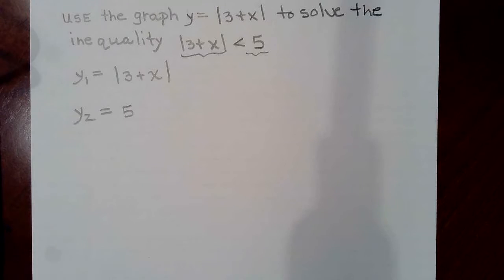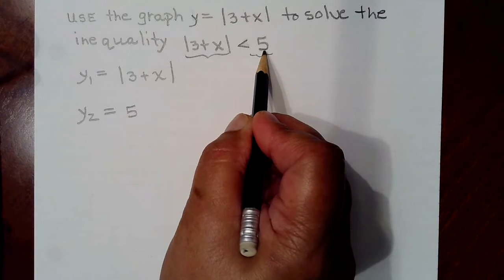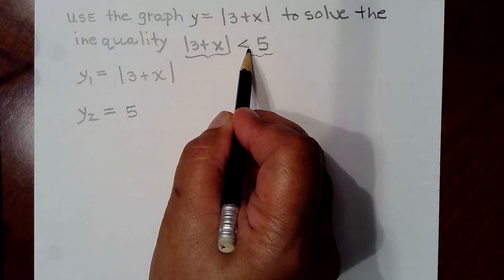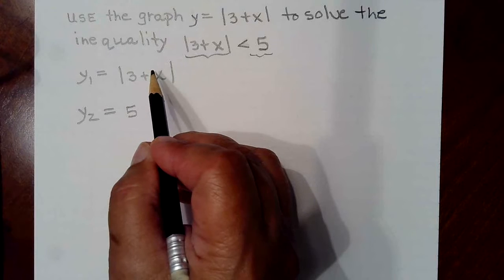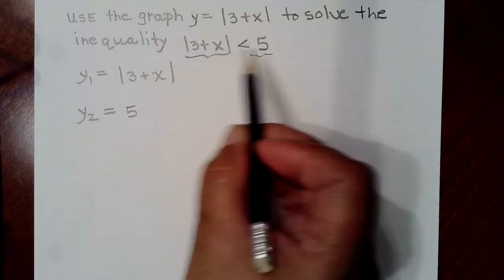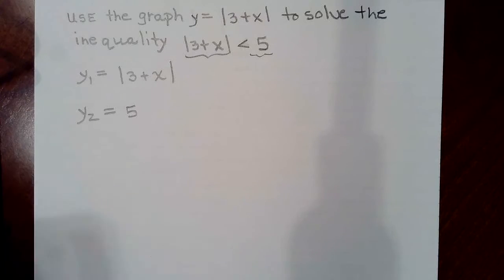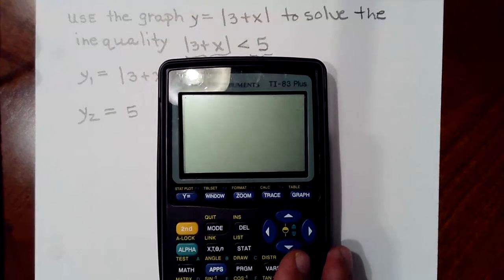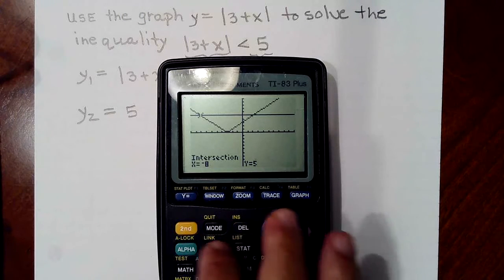Now we're looking for where this shape is below this shape. That's what less than means. So we're going to specifically be looking for the portion of the absolute value graph that is below the line called y is equal to 5. And I'm going to demonstrate on the calculator how to get that entered.